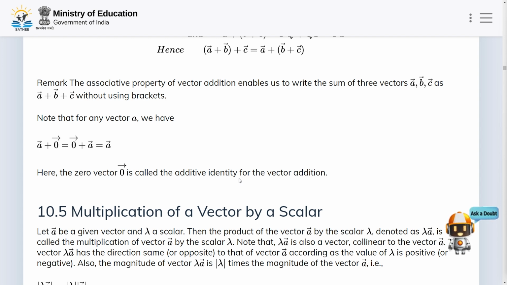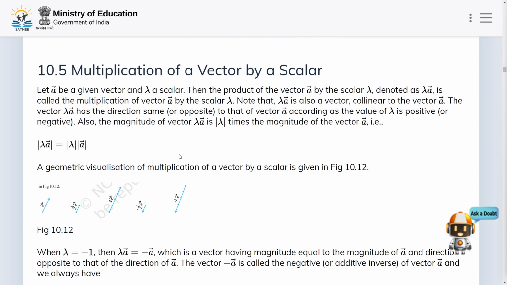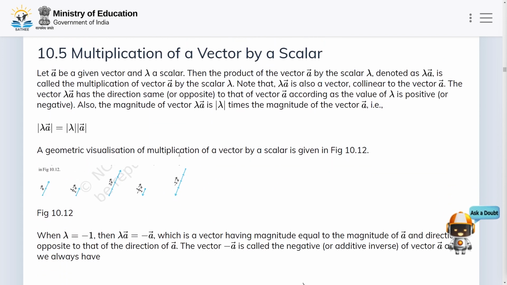Okay, I hope it is now clear how we are going to use our vector addition information, and what the laws and properties are. Now, multiplication of a vector by a scalar. Let small a be a given vector and lambda be a scalar. Then the product of the vector by the scalar, denoted by lambda times vector A, is called the multiplication of vector A by the scalar lambda.